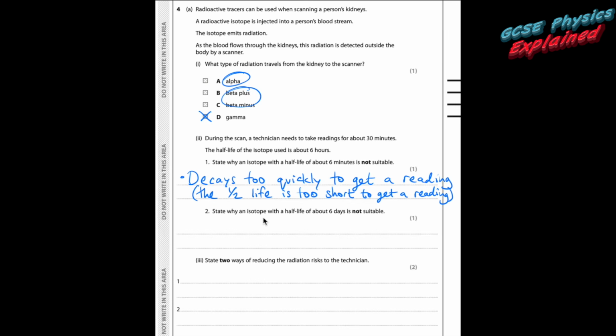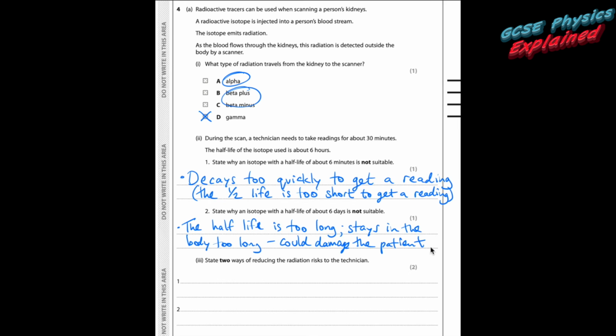Part 2. State why an isotope with a half-life of about 6 days is not suitable. Well, that half-life is too long and it would stay in the body for too long. It could cause damage to the body. Could damage the patient. They'll get too high a dose of radiation. You only need to say this bit in red in order to get the mark.